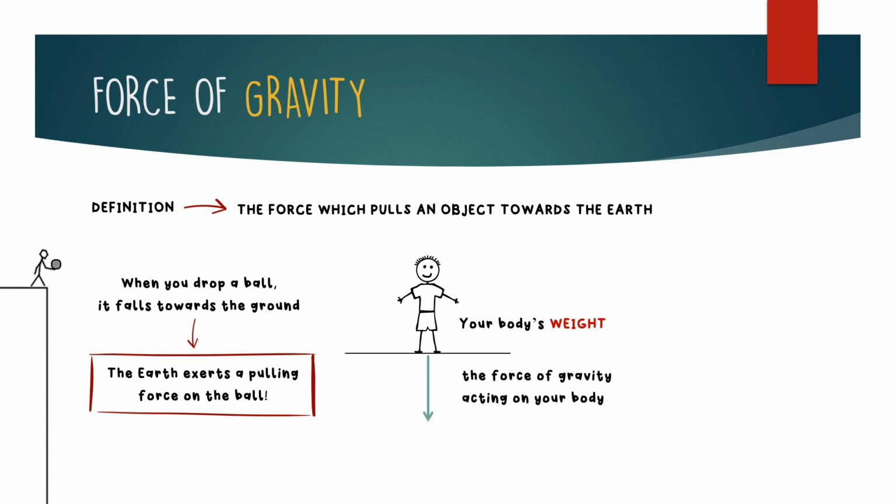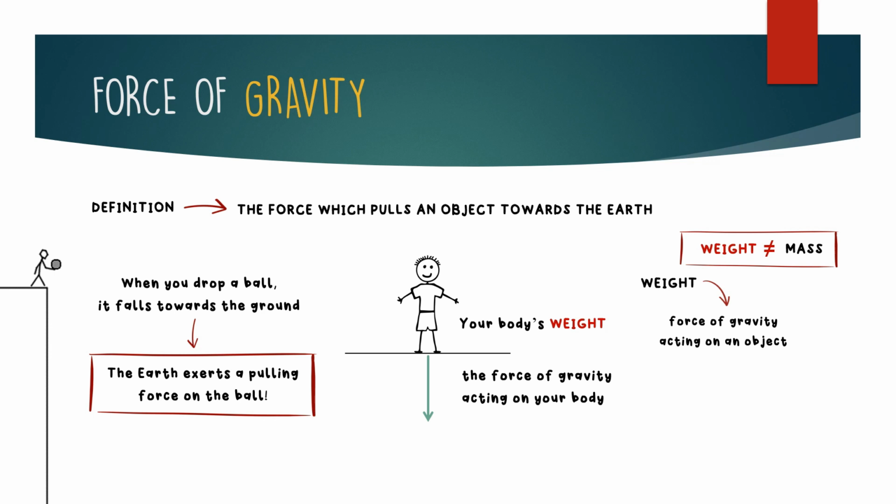But bear in mind, in scientific terms, weight is not the same as mass. Weight is the force of gravity acting on an object. It has a unit of Newton. Mass is the amount of substance in an object. It has a unit of kilogram.